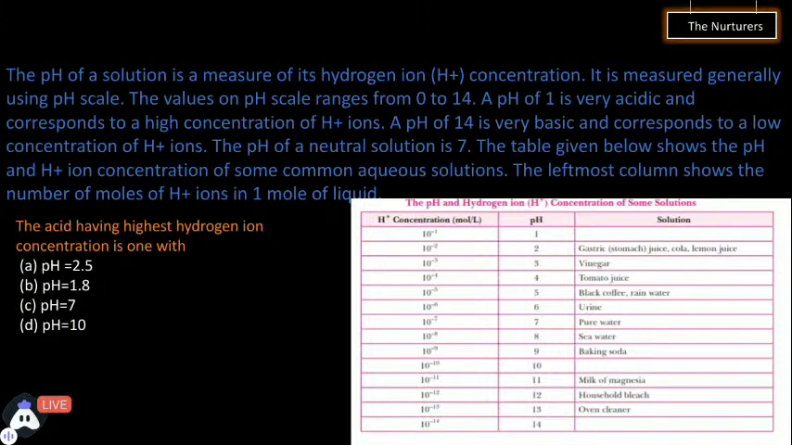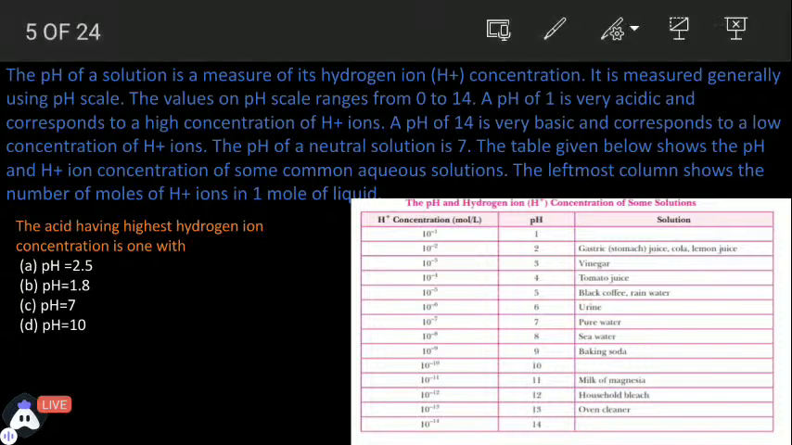The acid having the highest hydrogen ion concentration is the one with. Now you have some options on your screen again. You have A with pH 2.5, B with pH 1.8, C with pH 7, and D with pH 10. You need to tell the acid having the highest hydrogen ion concentration. So which is the acid having the highest hydrogen ion concentration? That would be the one with the least pH, and the least pH is option B, that is 1.8.